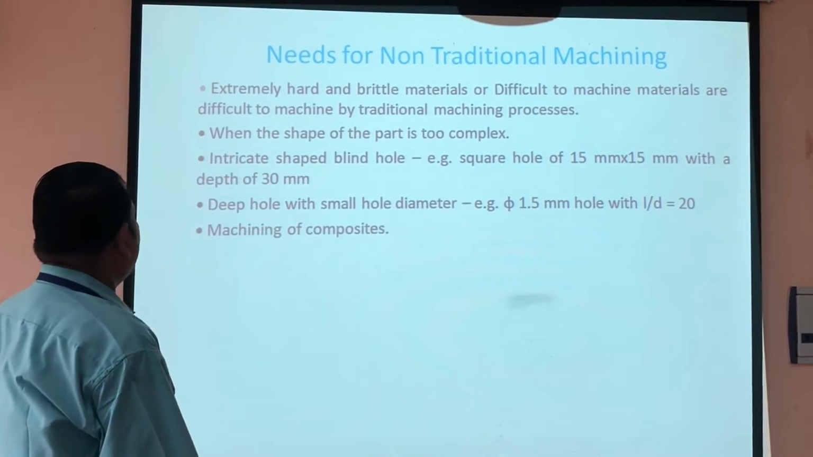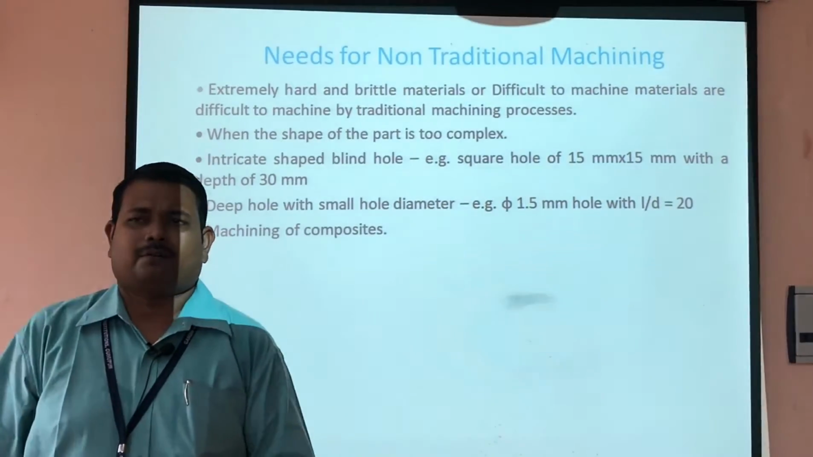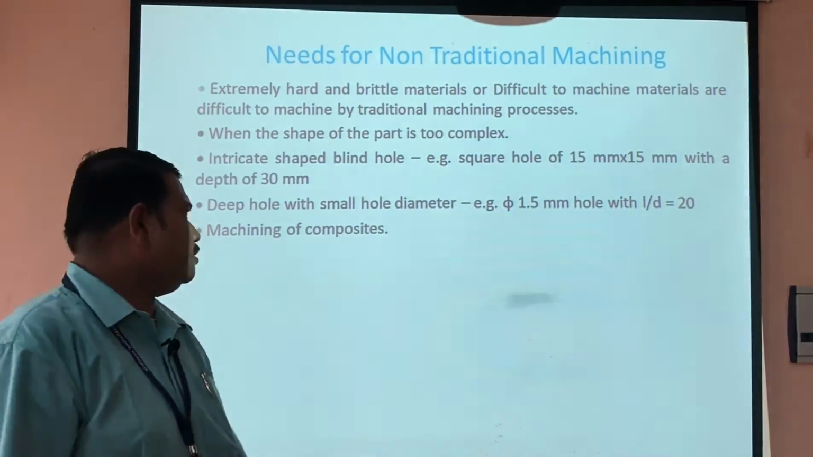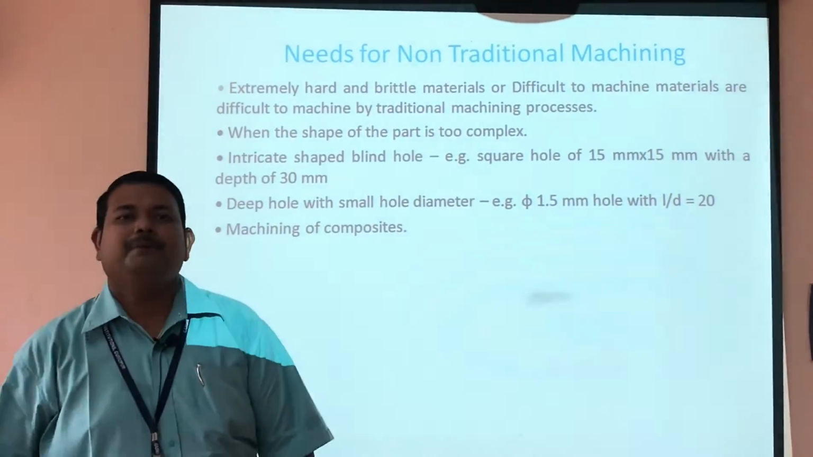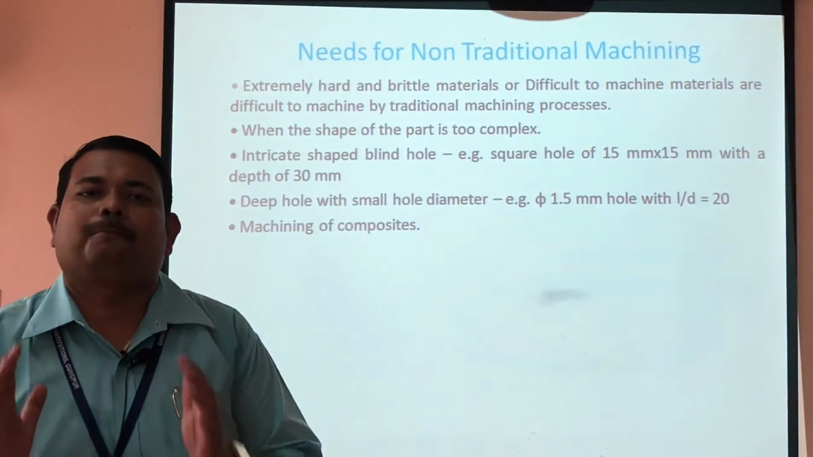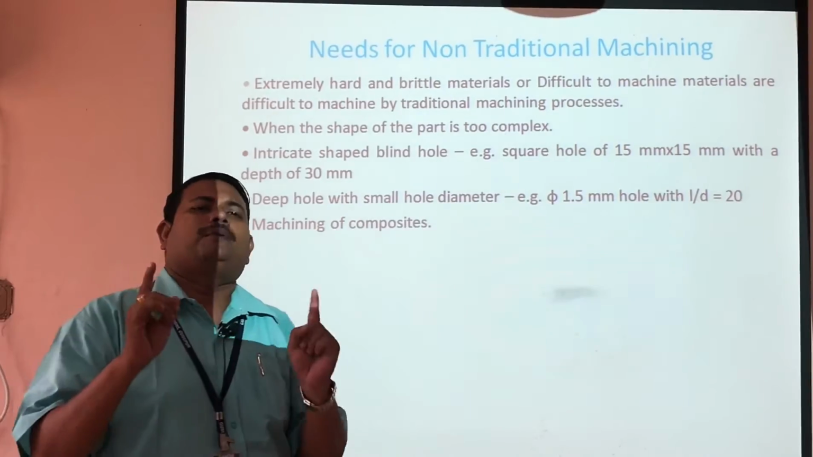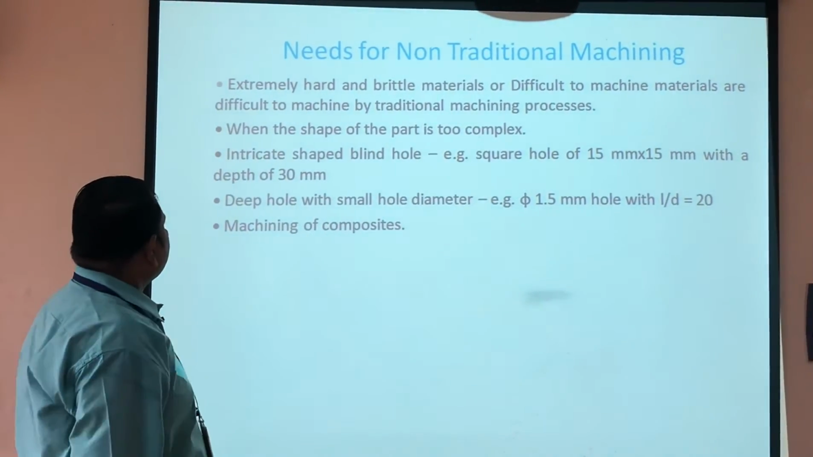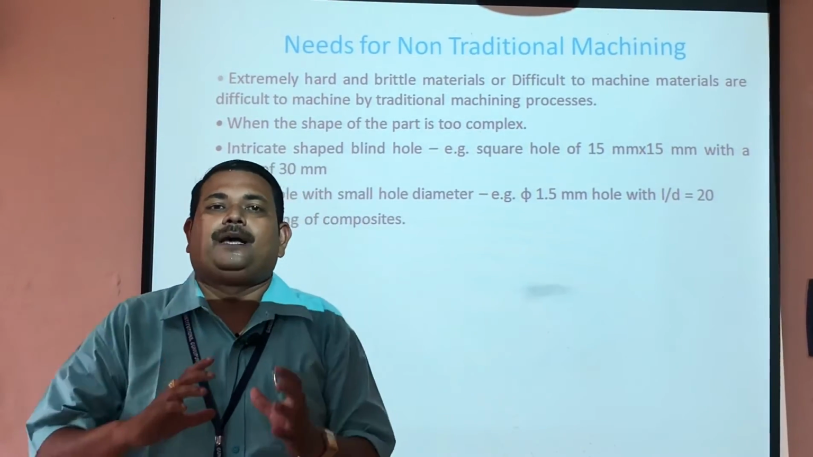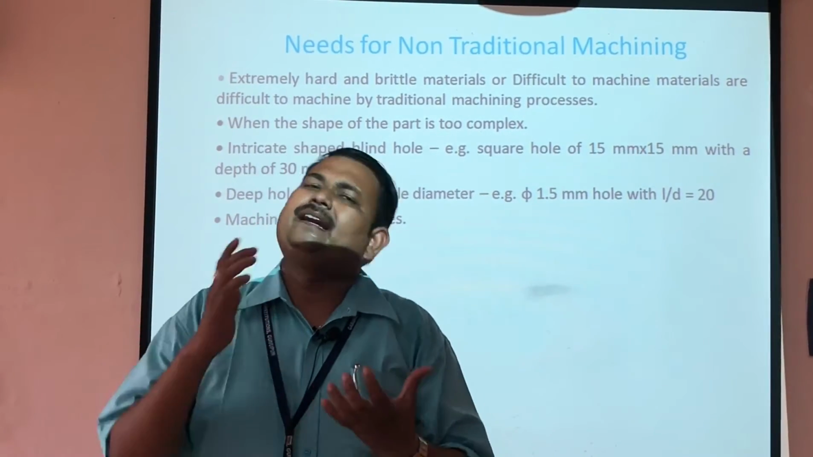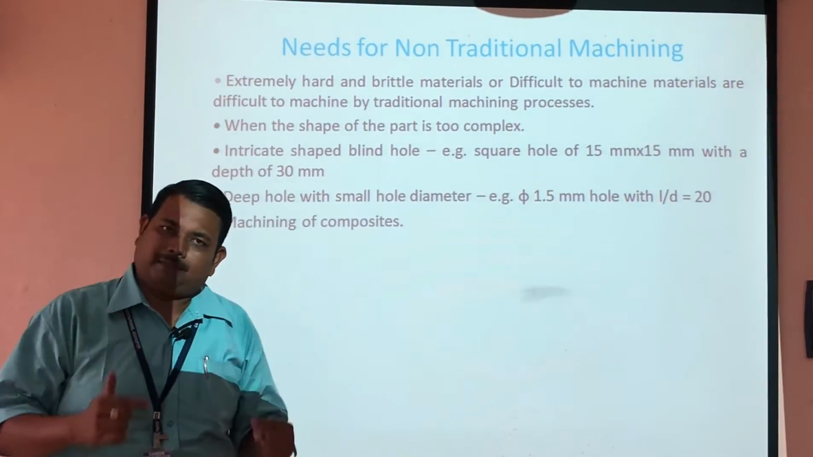Next, why do we require a non-traditional machining process? There are various features of non-traditional machining processes. Number one, extremely hard and brittle material can easily be machined by using non-conventional machining processes, which is totally impossible in the case of conventional machining processes. Second, if the component is very complex in nature or has a critical or intricate shape, then we can use the non-traditional machining process.